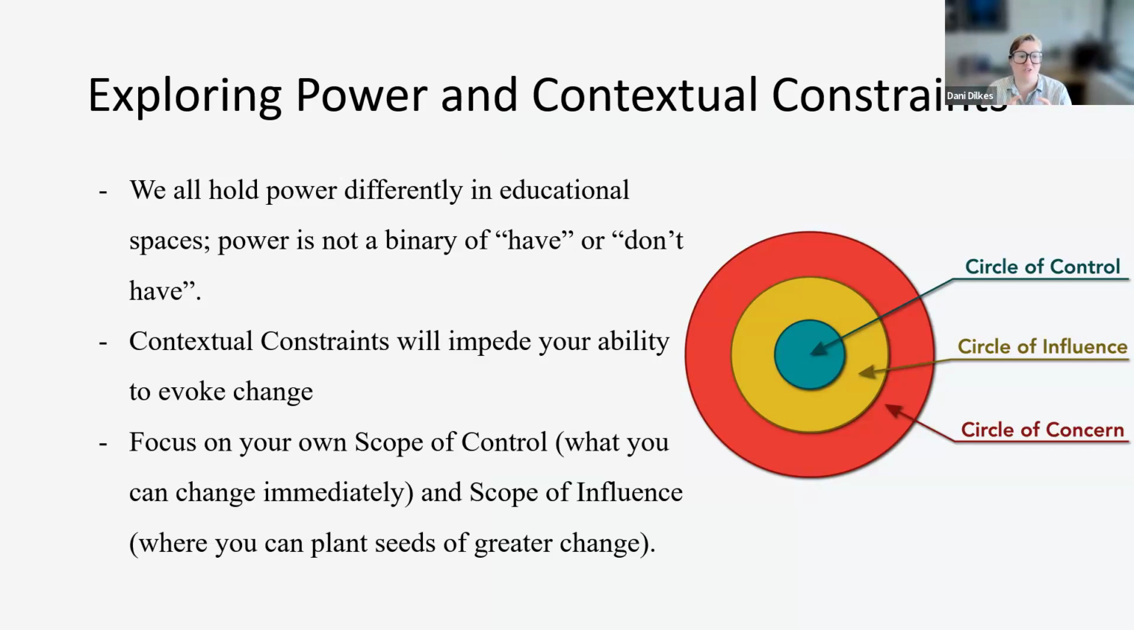So being aware of this is also really important because when we butt up against these contextual constraints, it might result in us being a bit frozen and feeling like we can't take an action. What we want to end on and sort of encourage you to do is focus on your own scope of control. So this is what you can change immediately.